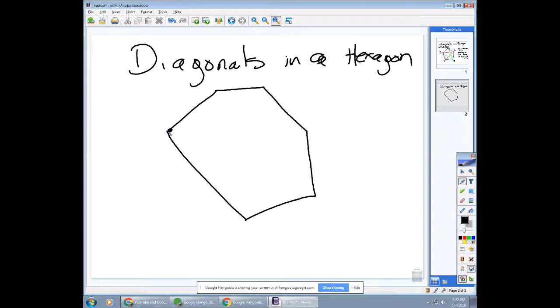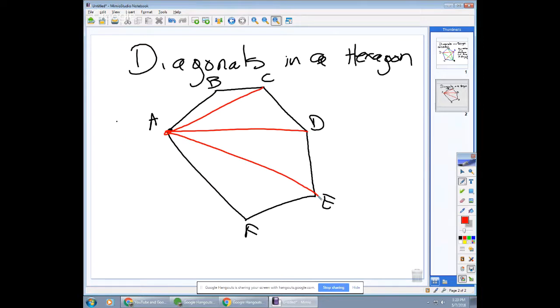Here's my hexagon, I think. A, B, C, D, E, and F. Yep, that's a hexagon. If I pick any one of these, like A, it is not connected to C, D, or E. So in a hexagon, how many diagonals does any vertex get? 3. So now the question is, is there a pattern? In a hexagon, each vertex has 3 diagonals.